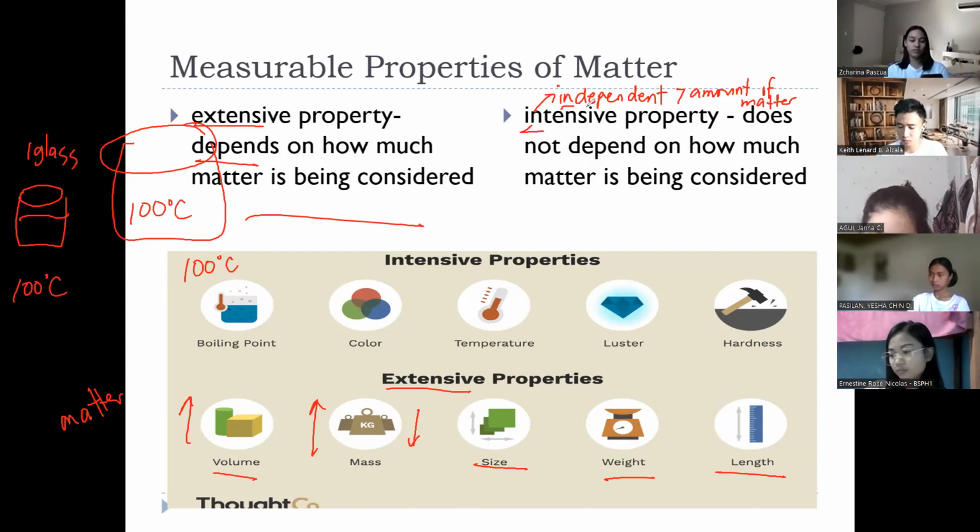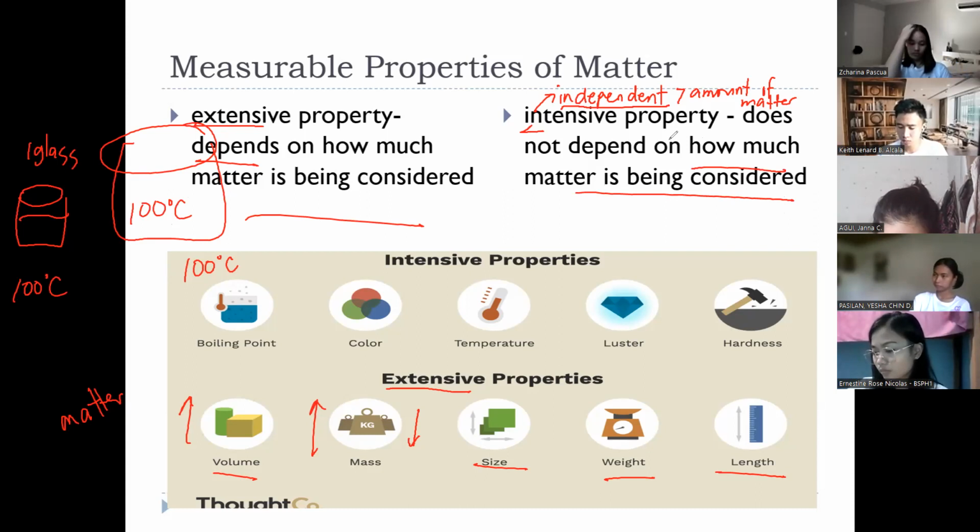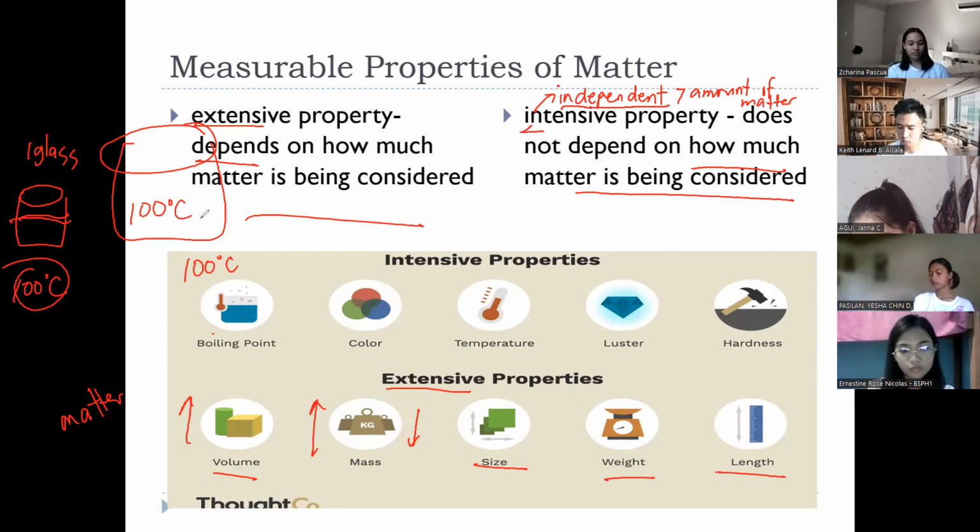So ito yung sinasabi ko, class, na independent on how much matter is being considered. Hindi nagbabago ang kanyang property or yung kanyang measurement kahit na nagbago yung amount. So kagaya ng boiling point, isang baso lang yung binoil mo, 100 degrees Celsius pa rin yan. Pag isang drum, dumami yung water, pero 100 degrees Celsius pa rin siya mag-boil. We call that intensive property.